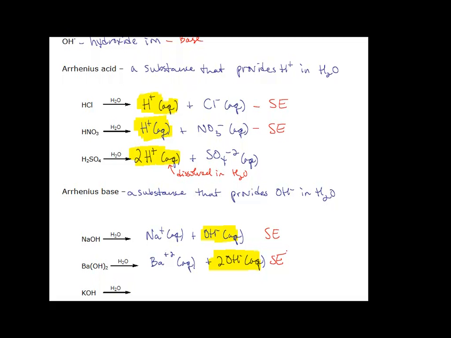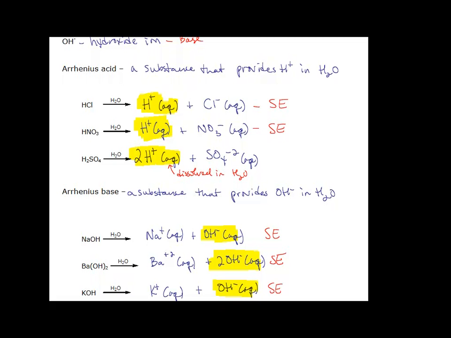The next one, based on your solubility rules, makes sense. You would predict, if you didn't even know anything about acids and bases, that you would get potassium ion and hydroxide ion. And because it produces hydroxide ion, that makes it an Arrhenius base. Because it broke up, it's a strong electrolyte. So now we see the definitions of Arrhenius acids and Arrhenius bases. An Arrhenius acid is something that produces H+ in solution, and an Arrhenius base is something that produces OH- in solution.